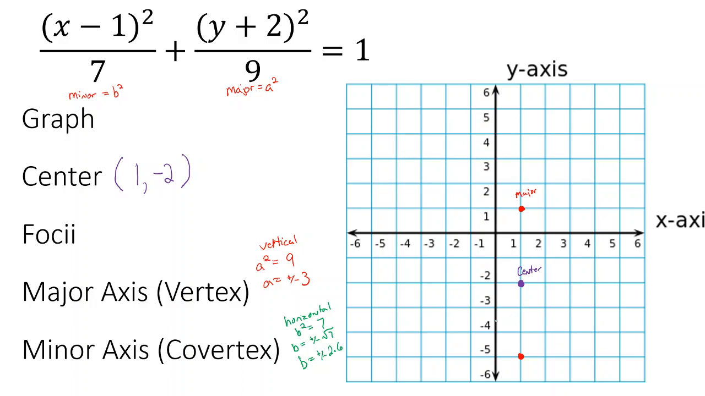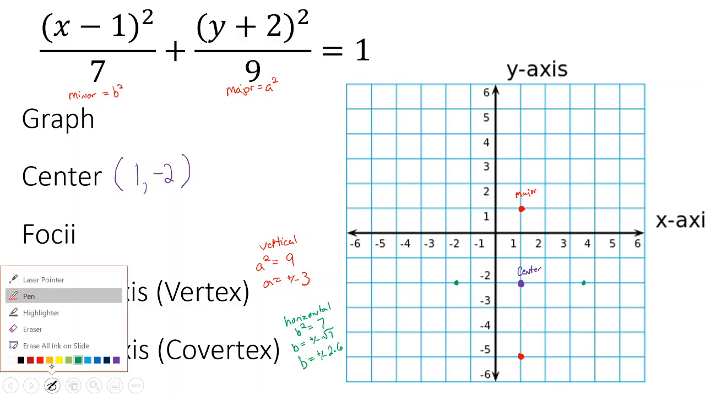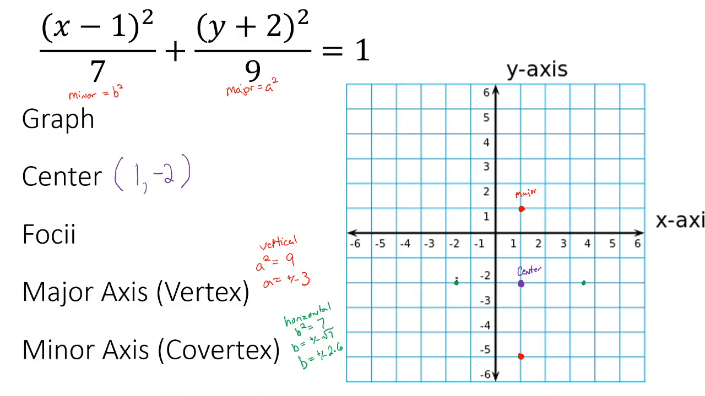That means that from the center, I'm going to go over 1, 2, and a little bit more. And then from the center, I'm going to go over 1, 2, and a little bit more. So now I'm going to connect the dots. Just like that, and I have the graph of an ellipse. Looks pretty circular, doesn't it? But it's actually not. It'd have to go out a little bit further. It's kind of a smushed circle.